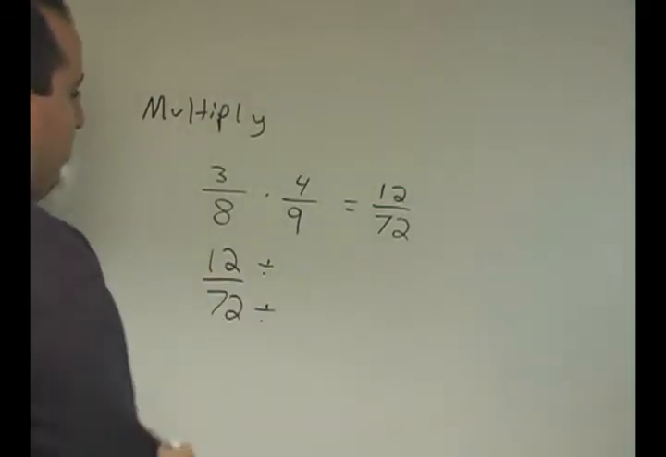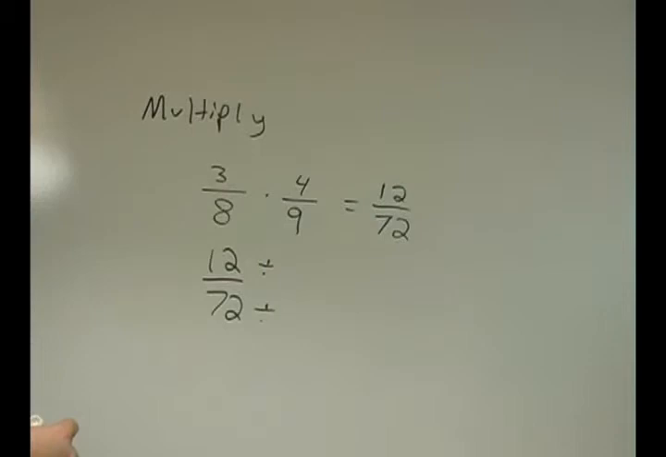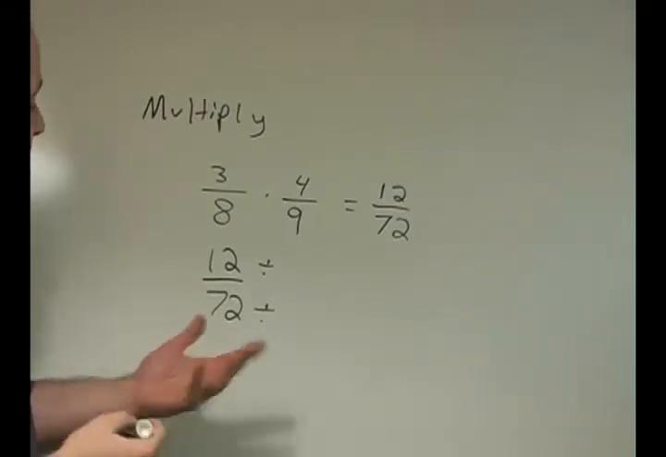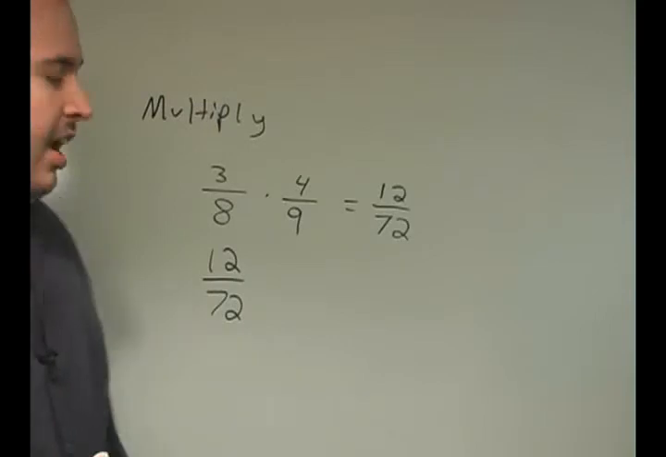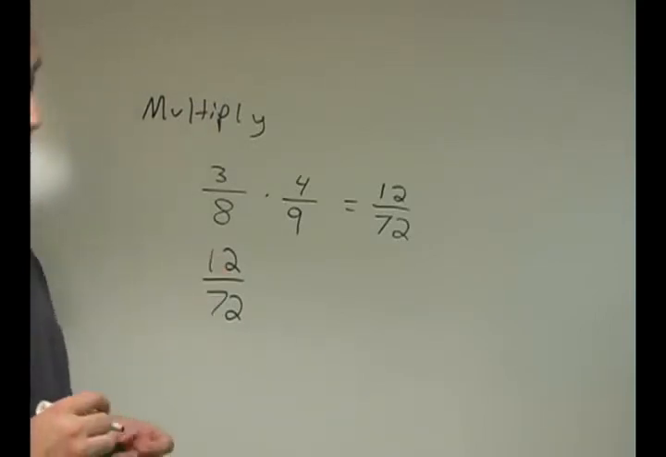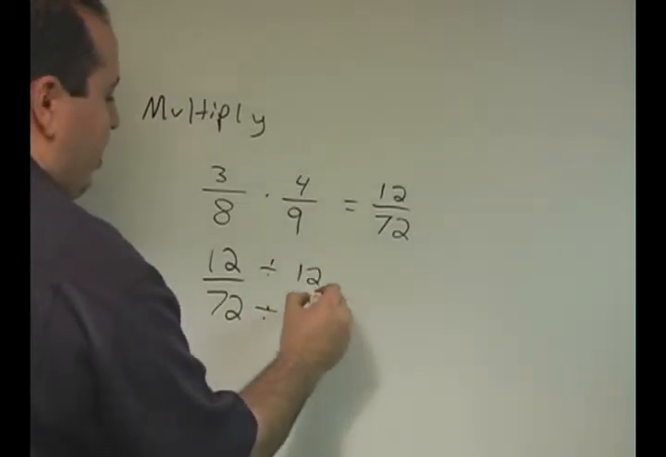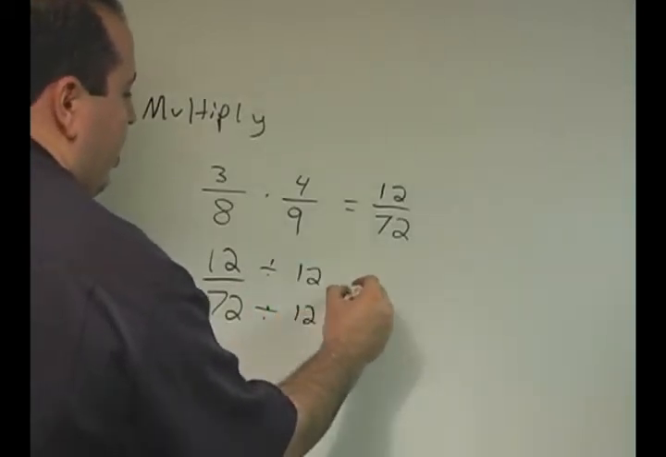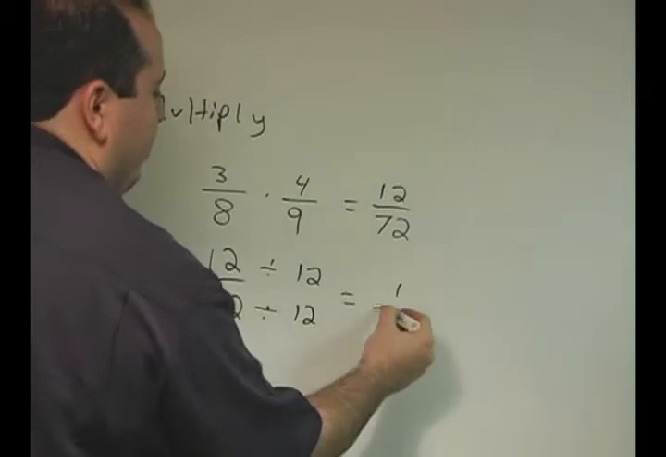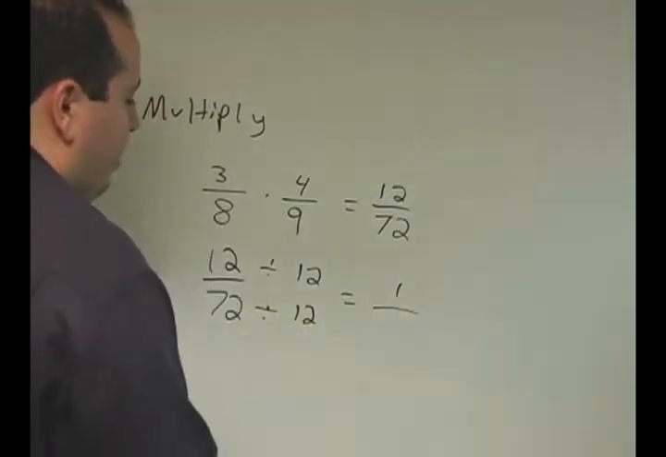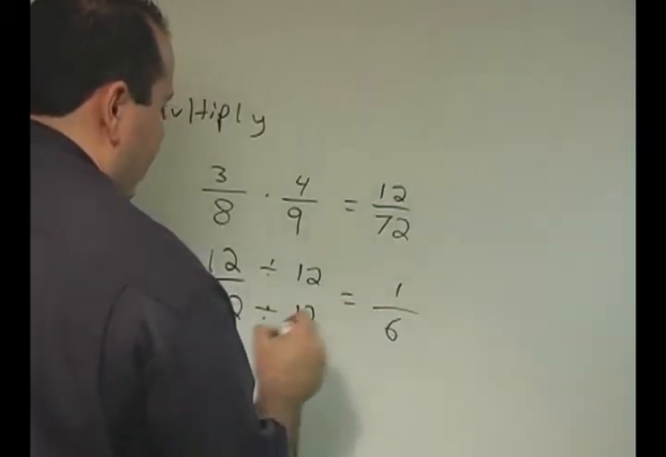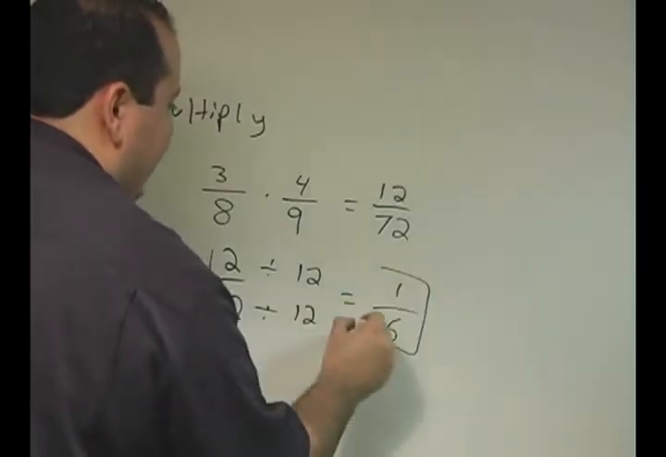So we can see what numbers we can try. To me, it looks like lots of different things go into both of them evenly. You could try 2. 2 goes into both for sure. 3 goes into both. 6, so 6 even goes into both. In fact, even 12 goes into both of them evenly. So why don't we just divide the top and the bottom by 12. If you divide 12 by 12, you get 1. 72 divided by 12, I think that's 6. So that is the answer.